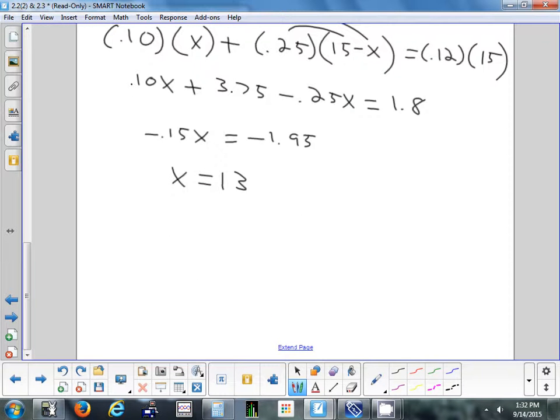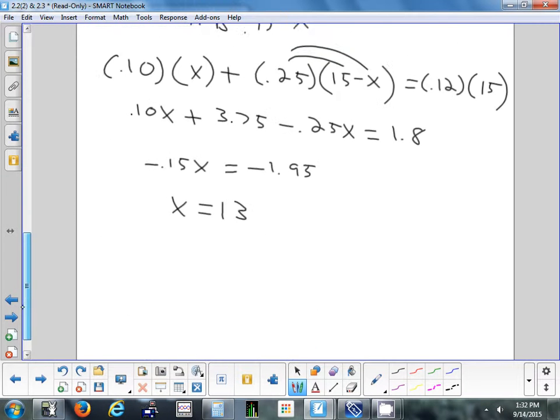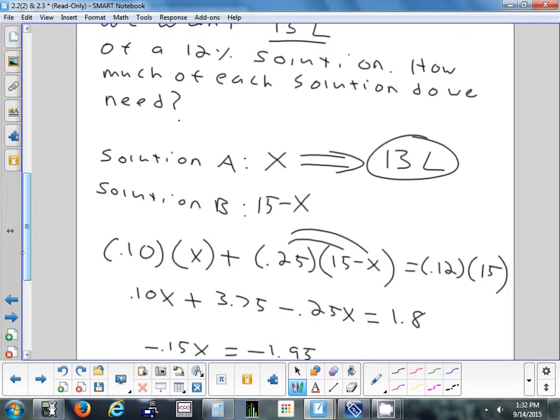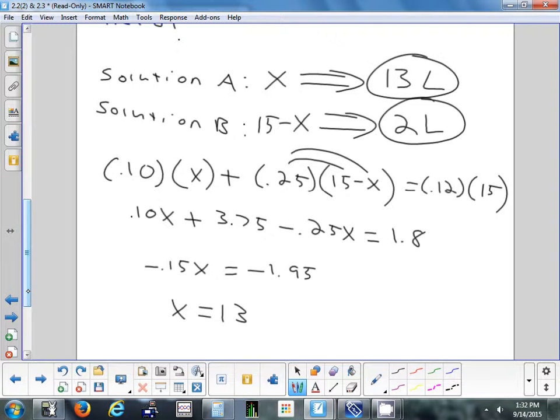And what did x represent? Which one? Solution A. That was solution A. So solution A, 13 liters. How much for solution B? 2. So if you mix them together, you'll get exactly 15 liters, and it'll be at 12% strength. Okay. Any questions on that?